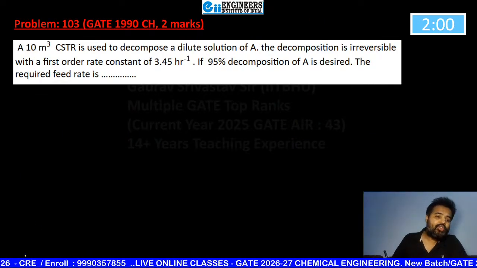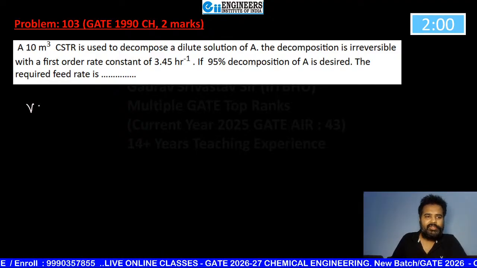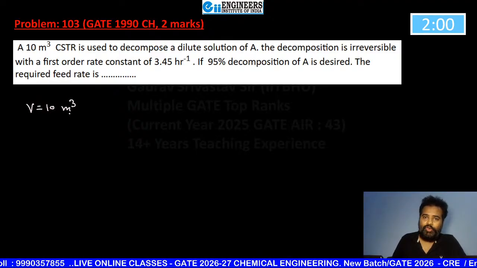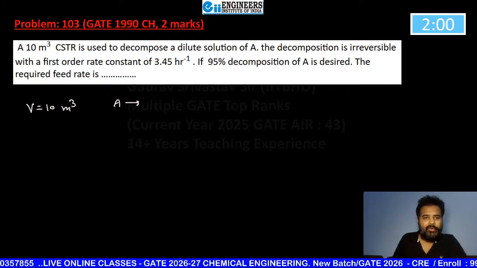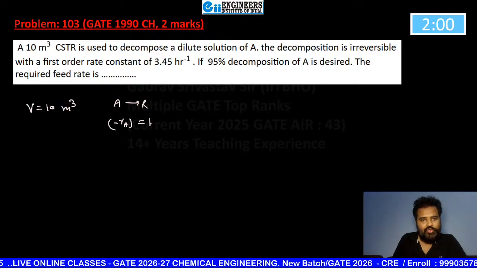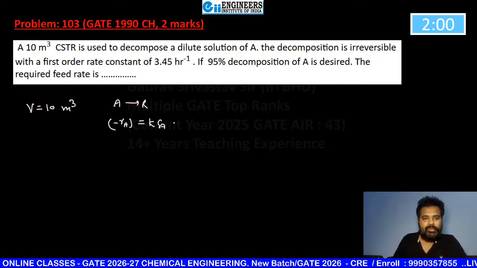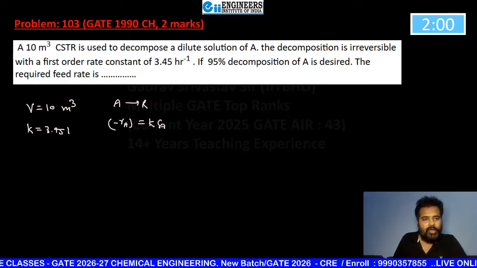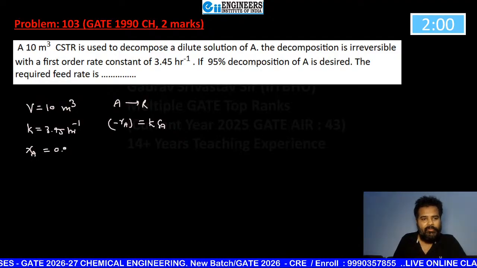Very good. So absolutely correct, 1.816 is the right answer. So a 10 meter cube CSTR is there, used to decompose the dilute solution. The decomposition is irreversible with first order. So irreversible with first order, I can write A is forming R. So I can write Ra equals to K into Ca. And the rate constant is also given, the value of K is also given, 3.45 per hour. 95% decomposition, that means 0.95.